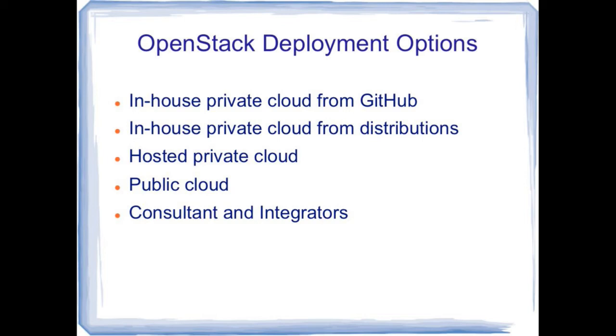Another way we can deploy OpenStack is the hosted private cloud, where you deploy the cloud off premises, but you own the hardware, you own the operations, you own everything. Another way is the public cloud. The common theme between the public cloud and the hosted private cloud is that both are deployed off premises. But with a public cloud, the public cloud vendor supports the operations and also owns the hardware the cloud runs on. And there are also consultants and integrators that can help deploy an OpenStack infrastructure.